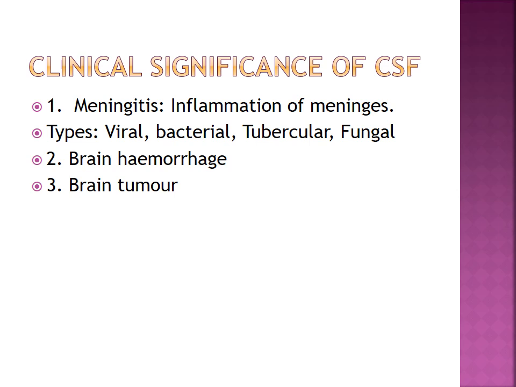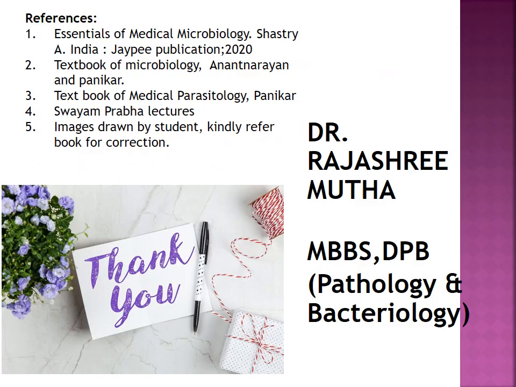Meningitis is the inflammation of the meninges, the coverings of the brain. Meningitis can be caused by virus, bacteria, tuberculosis bacteria or fungus. To know whether meningitis is there or not and which type, CSF collection is required. Then in brain hemorrhage like subarachnoid hemorrhage, in brain injury or brain tumor, CSF collection is required to know the exact pathology. I hope you will find this session useful.